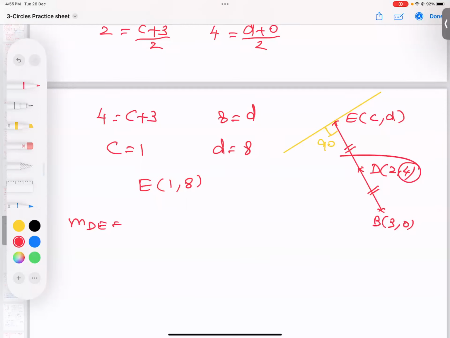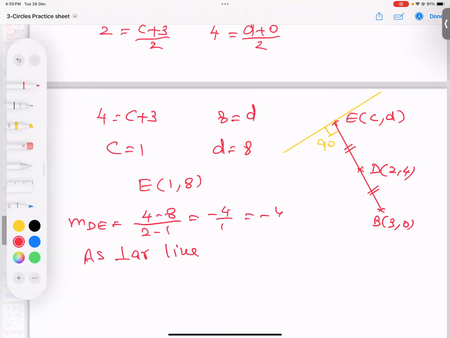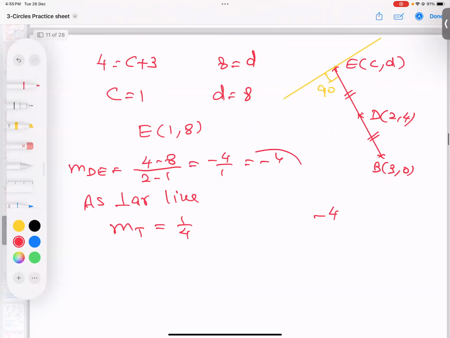And what is the formula? y2 minus y1, okay, 4 minus 8 over x2 minus x1, 2 minus 1. I got negative 4 by 1. So negative 4 is the gradient of the red line. But what is the yellow line's gradient? As a perpendicular line, common sense, the gradient of the tangent, t for tangent, is equal to positive 1 by 4. Reason? Because this is negative 4, and negative 4 has 1 under it. So with a negative reciprocal, 1 will go up and 4 will go down, and the negative sign becomes positive. So I think you understood how I got 1 by 4.